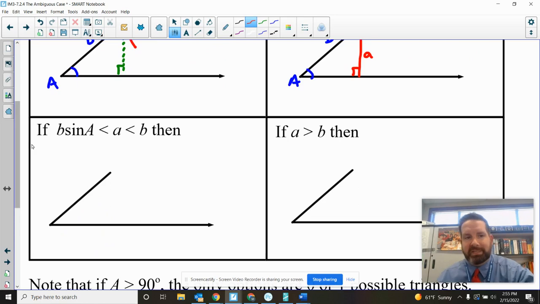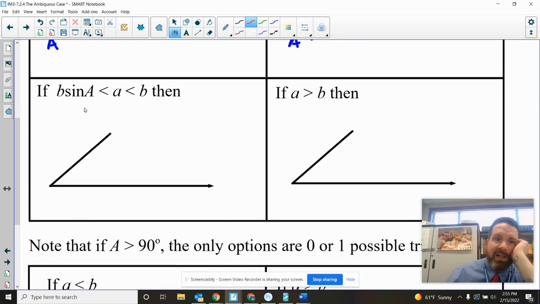Now, to the meat of it, here's the interesting one. This right here is the ambiguous case. It turns out, even before we look at it, I'm going to let you know, there are 2 possible triangles in this scenario.